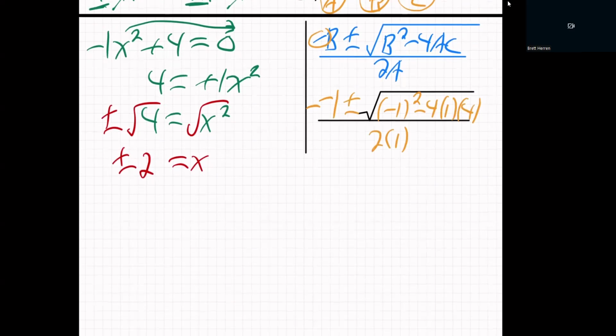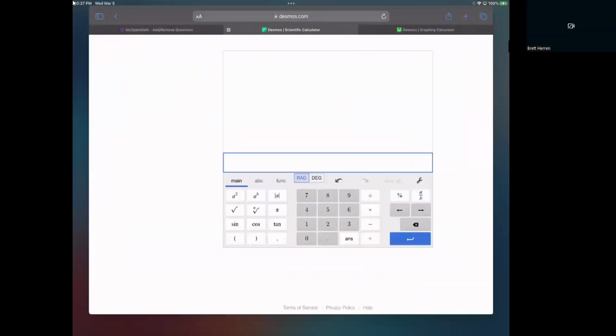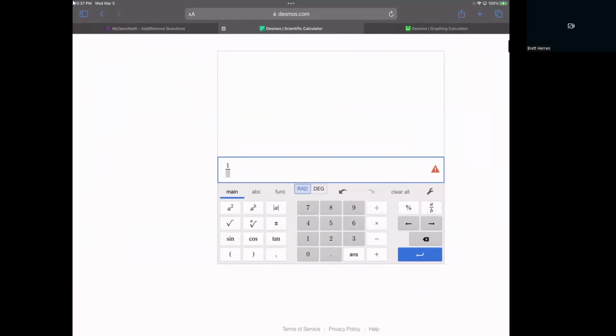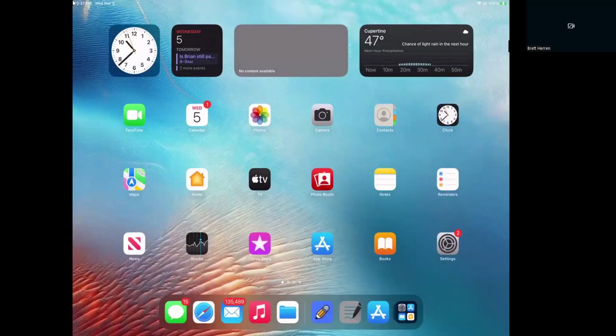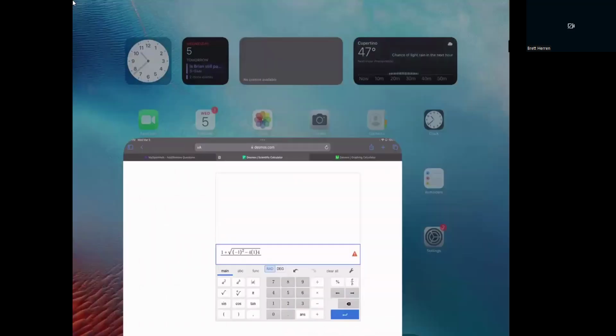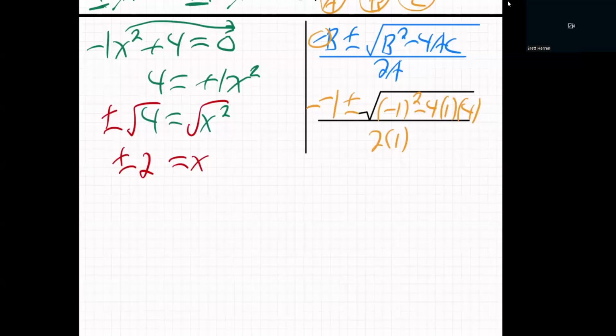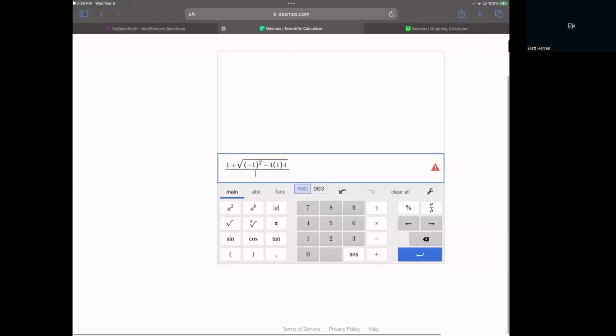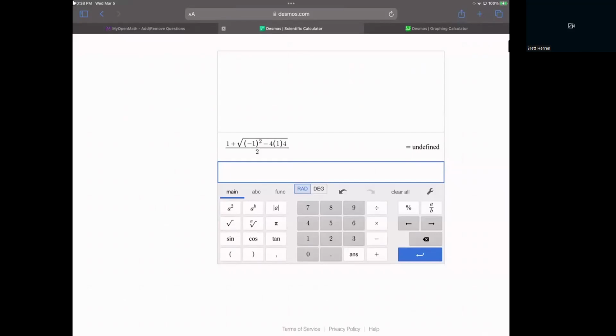Okay, so that, you can just go to Desmos on that. Oh, it's going to be undefined. Yeah, I'll go to Desmos. 1 plus or minus square root of negative 1 squared minus 4 times 1 times 4, all over 2a, 2 times 1. Just put 2 on the bottom. Undefined. Yeah, because you got a negative in the root there.